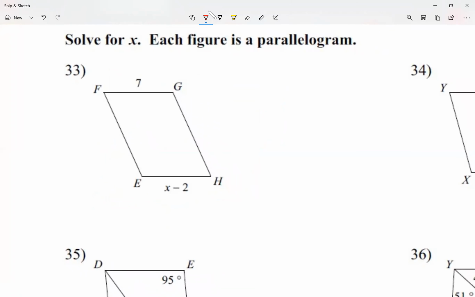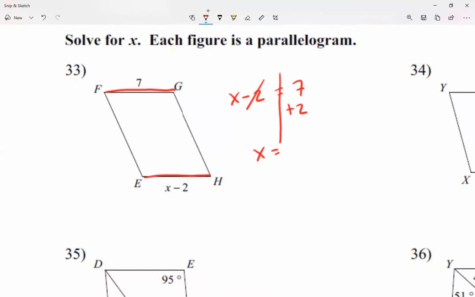It says solve for x. I know one side is 7, and I know another side is x minus 2. The way I'm going to solve for x, I'm going to let those two equal each other. So I'm going to say x minus 2 is equal to 7. All right, let me separate them with the equal sign. The minus 2, I'm going to cancel it out, but on the other side, I'm going to write it as a plus 2. Don't forget to switch the sign. So I get x is equal to 9, right? 7 plus 2 gives me 9. There you go. X equals 9.